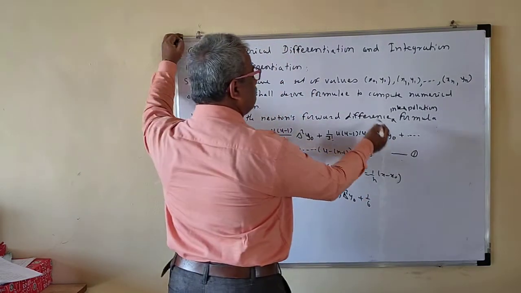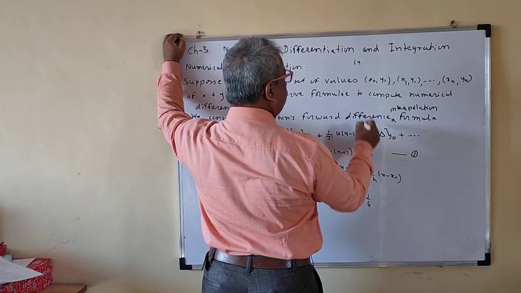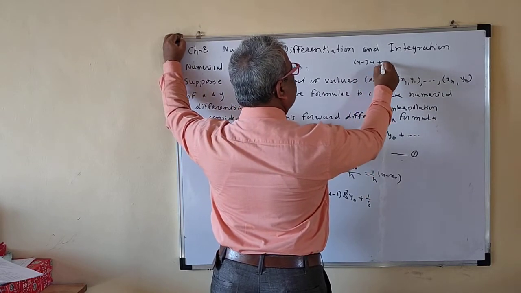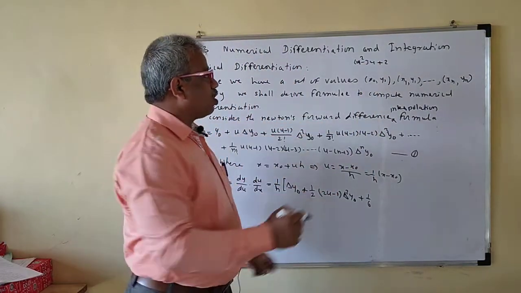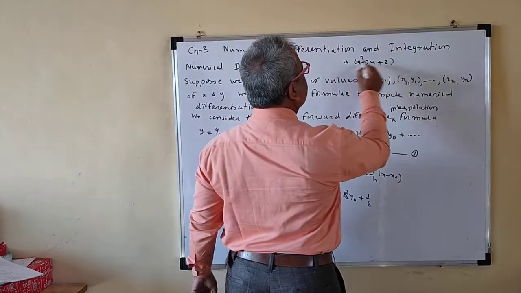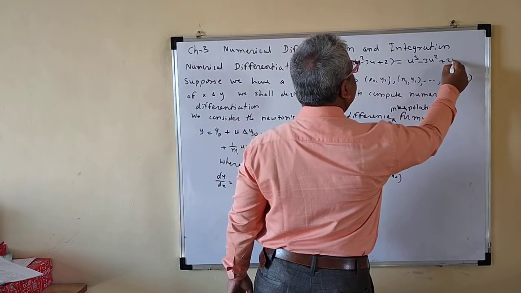Now what is this? If you multiply this out, it is u minus 3u plus twice u square, minus 3u plus twice, this product. And if you multiply by u, then this is u cube minus 3u square plus twice u.